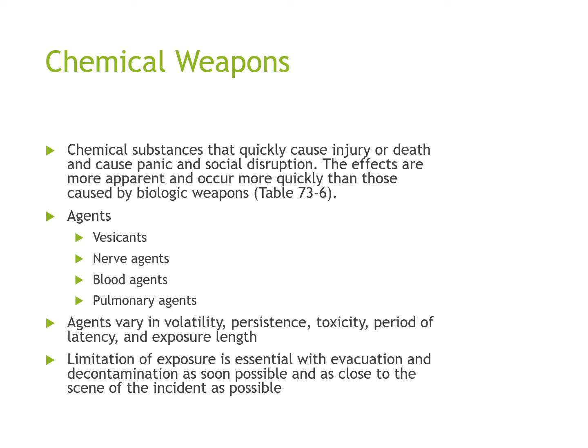All right, and then we have chemical weapons. So this is another category. So we've looked at biologic weapons, and now we're looking at chemical weapons. So these can cause injury or death and cause panic and social disruption. So we have different examples here. So we have vesicants, nerve agents, blood agents, and pulmonary agents. So they all vary in volatility, persistence, toxicity, period of latency, and exposure length. All right, so we kind of want to limit their exposure, and we want to decontaminate as soon as possible, basically.